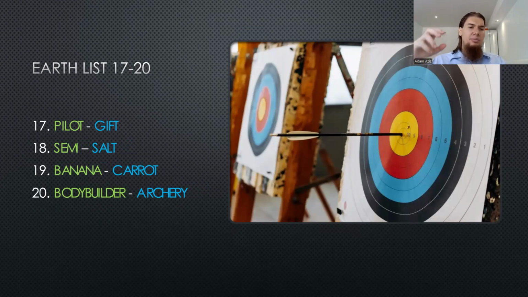Number 19 is banana. Number 19 of our new list is carrot. We could see a banana put in a blender with the peel on, which makes it more memorable, and someone puts a carrot in there as well. Number 20 of our Earth list is bodybuilder. Number 20 of our new list is archery. We could see a bodybuilder practicing archery.